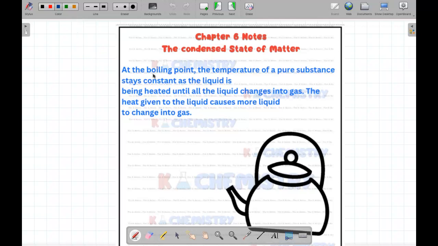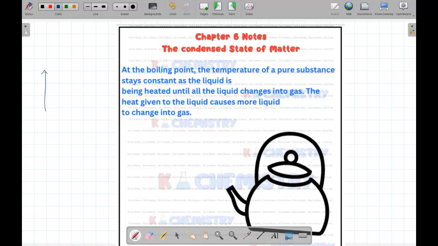Now let's see what happens at the boiling point. At the boiling point, the temperature of a pure substance stays constant as the liquid is being heated until all the liquid changes into gas. We saw that in the heating curve.